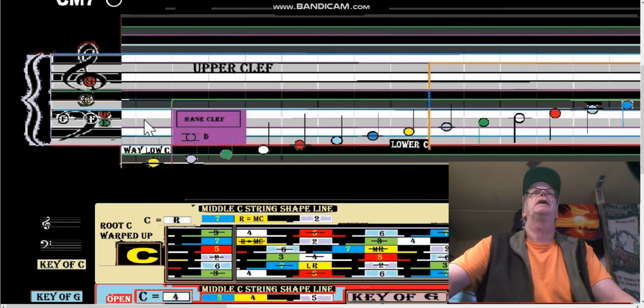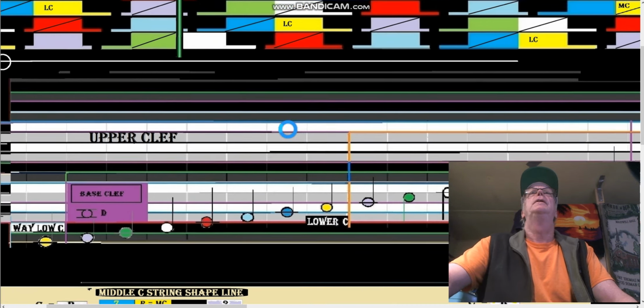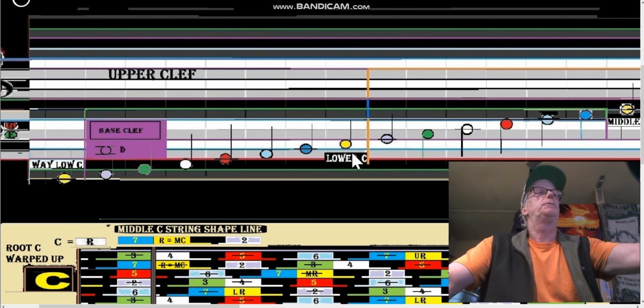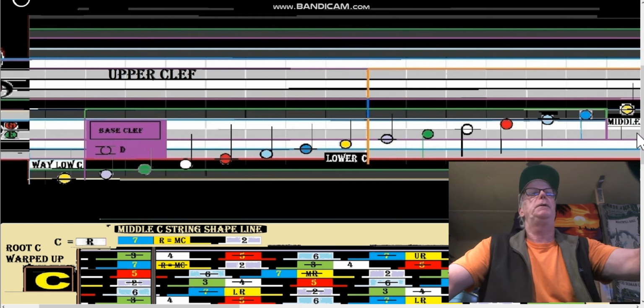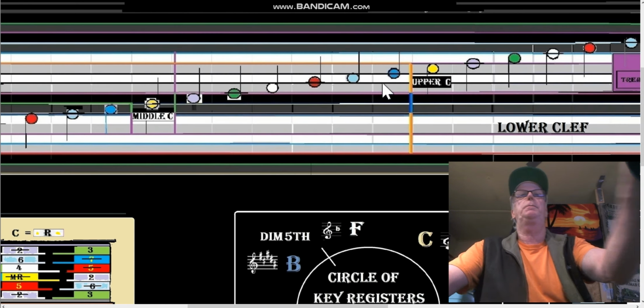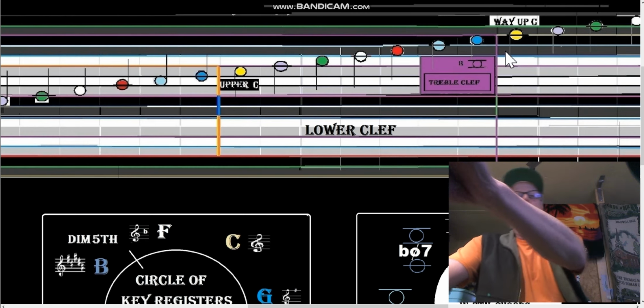So here's your staff. Okay, here's the treble clef, bass clef. Over here we have a way low C, and we have an upper C, and then we have middle C up here, and then we have upper C, and then we have way up C.